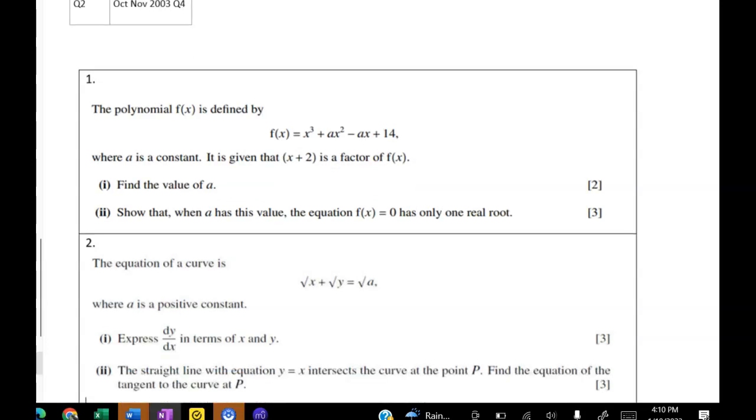Okay, question 1, we've got a polynomial, we've got an unknown constant a. This is the polynomial, and we're told that x plus 2 is a factor of f of x. So we have to first find the value of a, and then we have to show that this equation has just got one real root. That should be screaming discriminant at you straight away. Okay, so off we go.